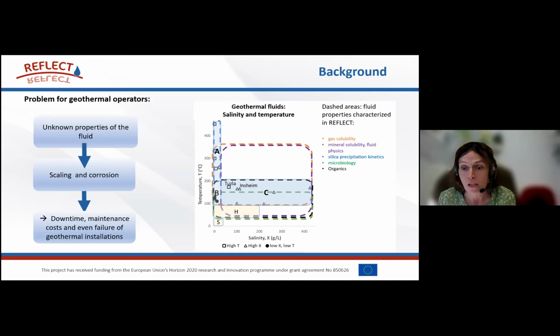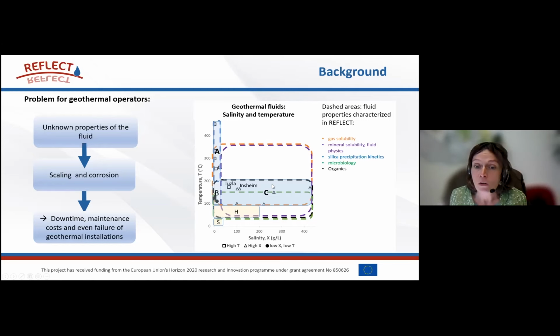So for type A and type C fluids, many properties are not well understood, and this is shown by the dashed areas in the diagrams. For example, what about gas solubility, the orange area? When do the first gas bubbles form at the extreme conditions? What about mineral solubility and fluid physics? At which temperature, for example, does scaling occur in high saline systems?